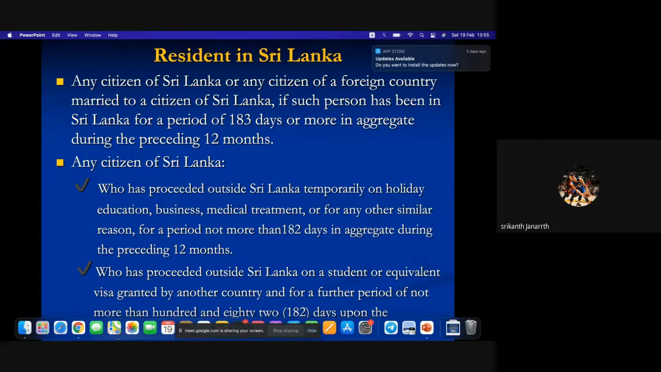So there are people who have gone outside Sri Lanka for education and don't come back. Those people will not be treated as resident because after the education they have not come back. They are on a different visa category. We are talking about a student visa or equivalent visa here, so the moment they change the visa to a temporary visa, they are no more resident. Those people will be considered non-resident. So you should know that, right?